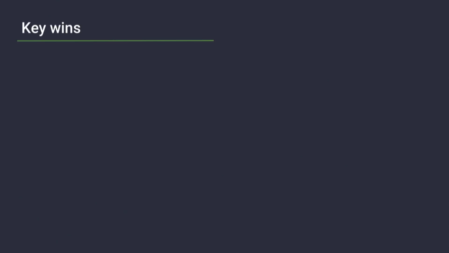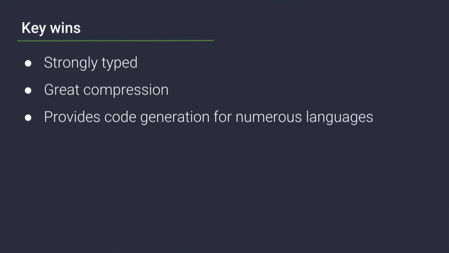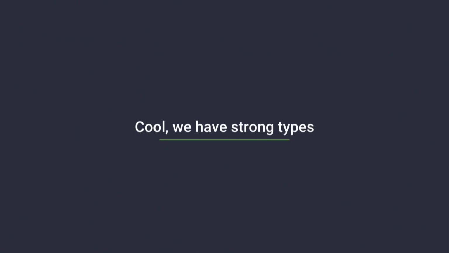So some of the key wins you get from protobufs right off the bat are, one, it's strongly typed, right? You have this structure. You're not passing around JSON anywhere. The second part is that this actually provides a great amount of compression if you were to send a protobuf representation over the wire. And thirdly, it provides code generation for numerous languages. So as I said, you have one representation, and you can generate different language representations based off of that definition.